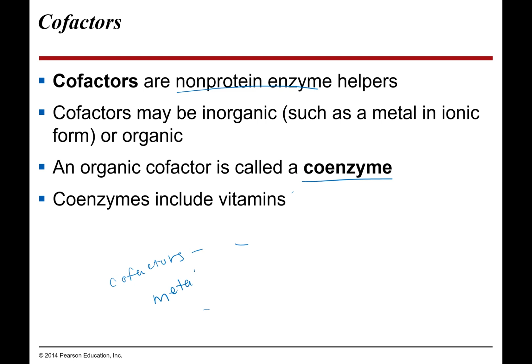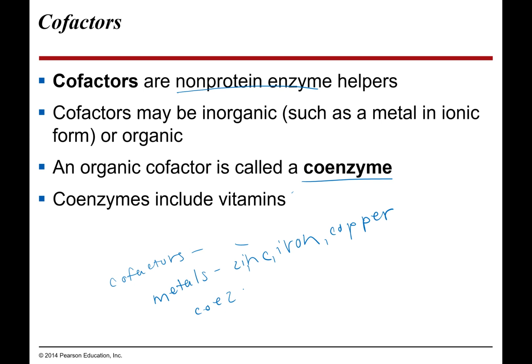metals like zinc, iron, copper. All right, so these metals can bind to an enzyme and help it perform a chemical reaction. And as I said a minute ago, they can bind permanently to the enzyme structure, or they can bind temporarily and then come off that enzyme when the chemical reaction is done.